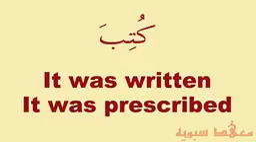So we have here the kaf with a dhamma. So that would be ku. Then we have the ta with a kasra. This would be ti. And then the ba with a fatha would be ba. So ku, ti, ba. Kutiba. Now, kutiba means it was written or it was prescribed.